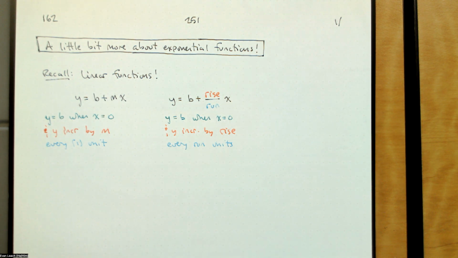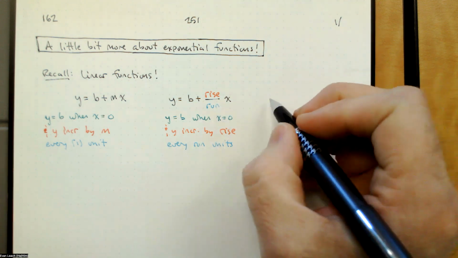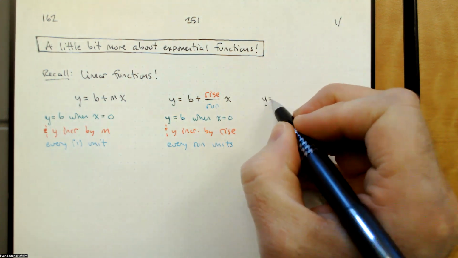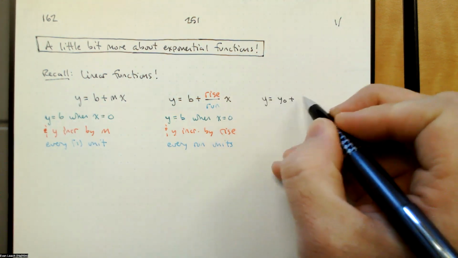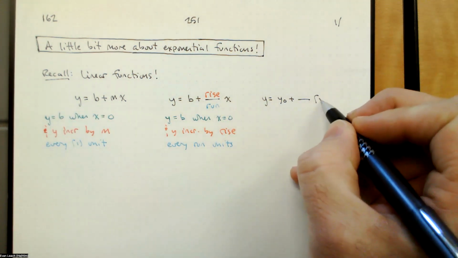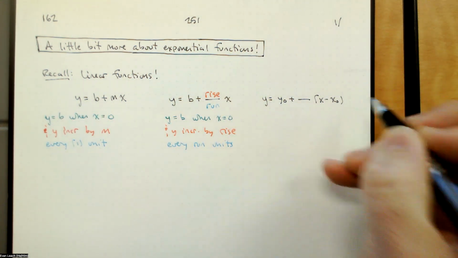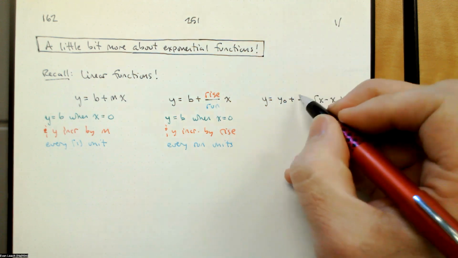Now, in this case, once again, we're starting off with an intercept. What's going on with y when x is equal to 0? If we want to change that to a different value, if we want to shift this to have a different starting point because our information is different, we might say that y is equal to y naught plus rise over run times x minus x naught. And this changes our opening.